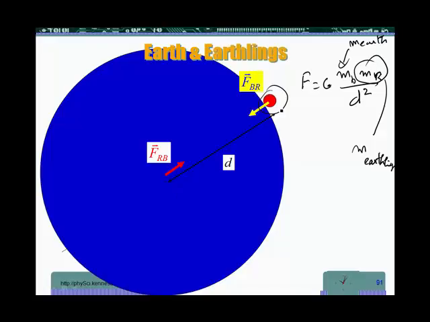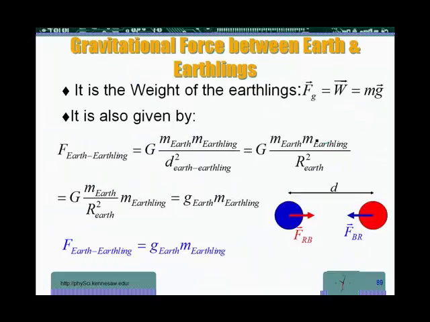Now notice, here it's a small diagram. In real life, it's even more prominent. This is very tiny compared to this, which means this D here is not really much different than the radius of the Earth. Okay. Now, if we apply that, this is what we have then.